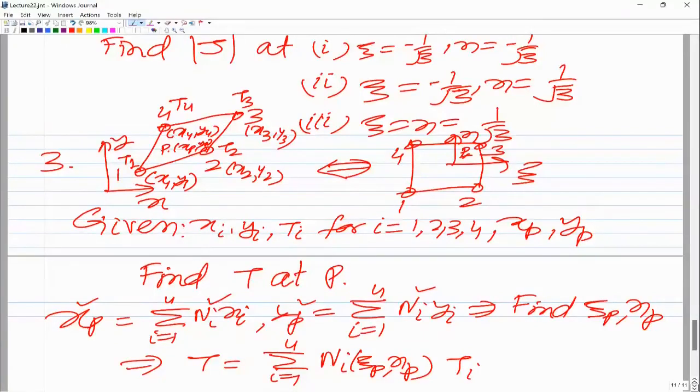So this is more like understanding the steps. The really important problems are 1 and 2. The third is to understand the steps.